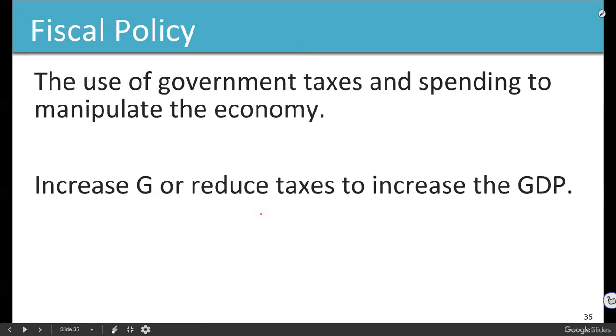Anyway, increasing the G to speed up the economy, C plus I plus G plus X, if G goes up, the GDP goes up, right? If G goes down, the GDP goes down, and that's their goal. If we want GDP to go up, let's move the G up.